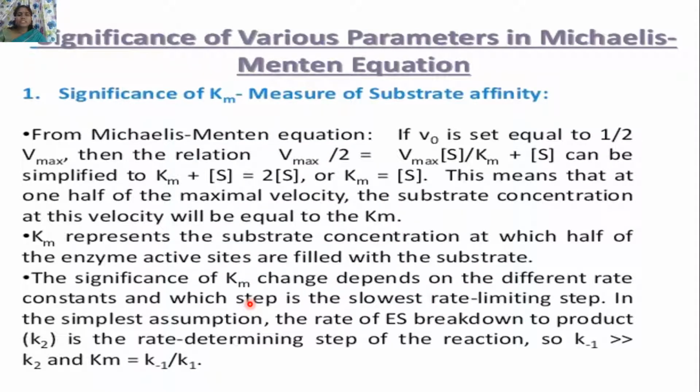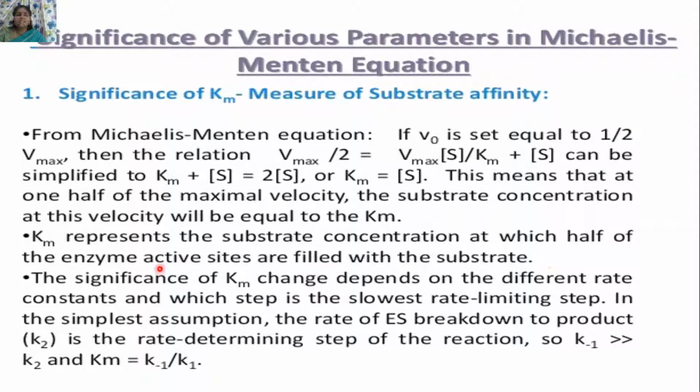Okay, so what is the significance of finding this? From the Michaelis-Menten equation, if the initial velocity is equal to half Vmax, then the relation Vmax divided by 2 equals Vmax times substrate concentration divided by Km plus substrate concentration can be simplified to Km equals S. That is, the Michaelis-Menten constant is equal to the substrate concentration. This means that at half of the maximum velocity, the substrate concentration will be equal to its Michaelis-Menten constant, or Km.